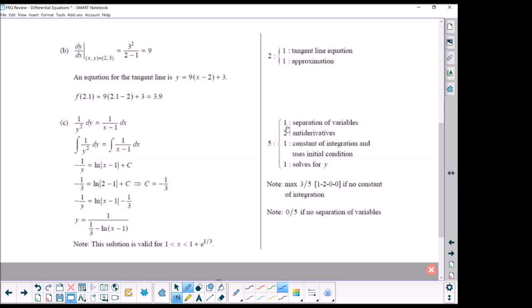Here's your point for separating variables. You get 2 points for the antiderivatives. That's 1 on each side. Finding your C was worth the 4th point. And of course, getting Y by itself correctly would be your final point.